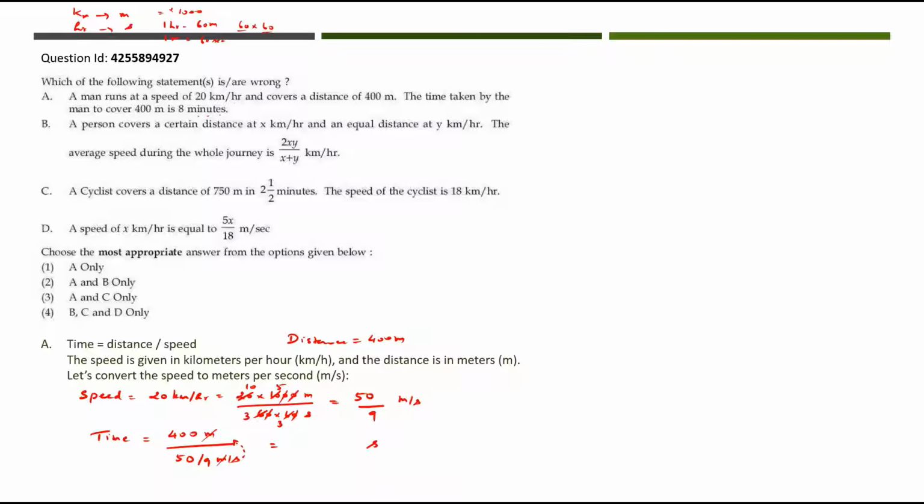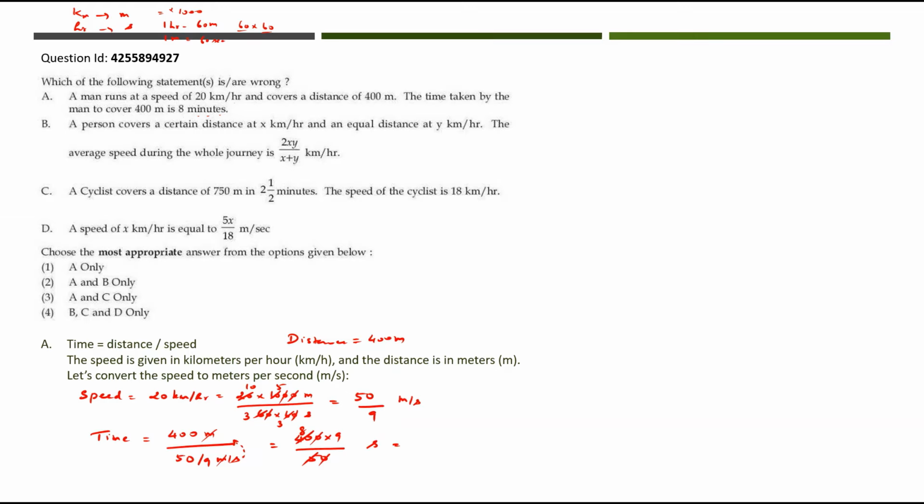9 is in the denominator of the denominator, so we will bring it to the numerator. 400 into 9 divided by 50. Now we will cancel 0 and 0. What is 40 divided by 5? It is 8, so 5 8s are 40.